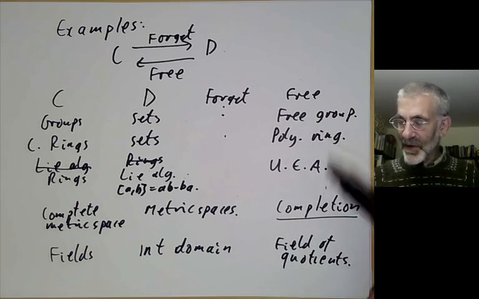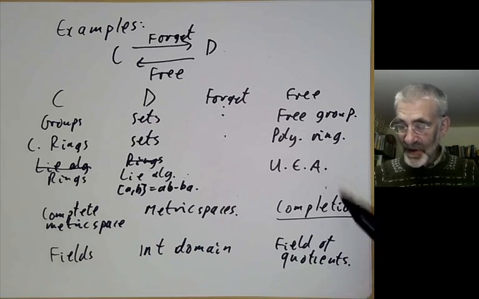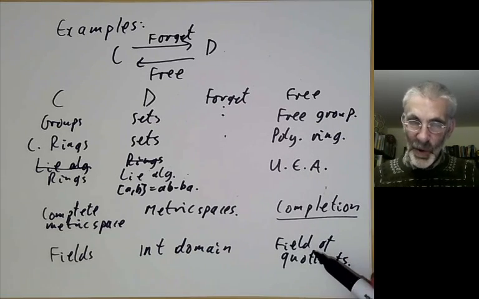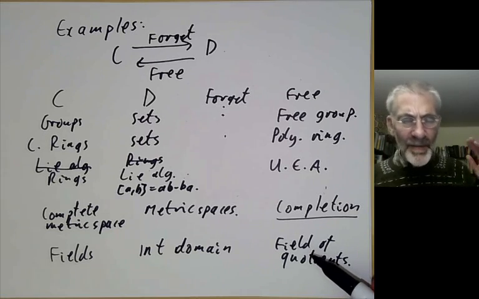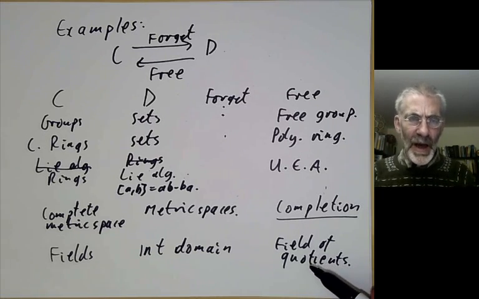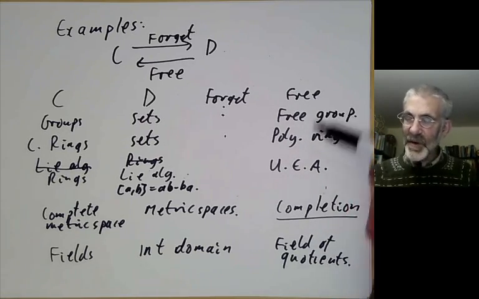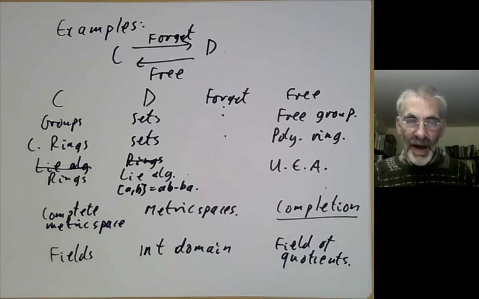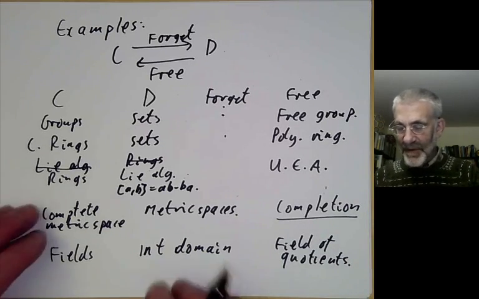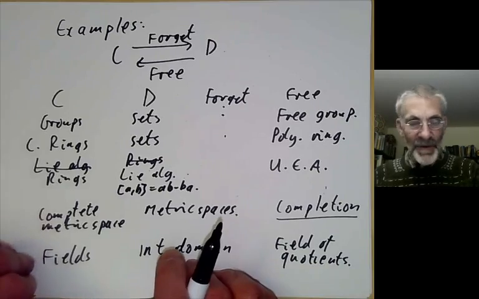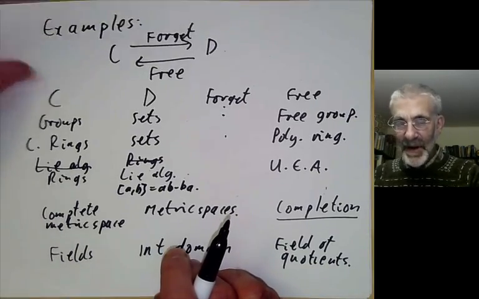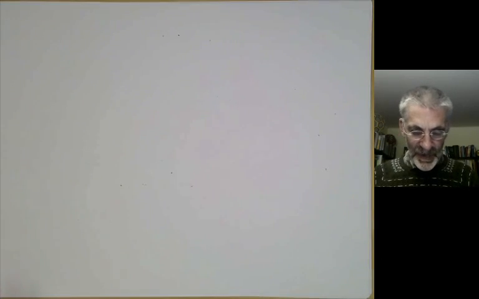of an integral domain. So you see, adjoints are rather remarkable because you can take things like the free group, the polynomial ring, the universal enveloping algebra, the Lie algebra, the completion of a metric space, or the field of quotients. And these all look like completely different constructions. But from the point of view of category theory, you can give a uniform definition that works for all of these. You just take a left adjoint of a suitable forgetful functor. So it's really unifying a lot of apparently completely different examples.